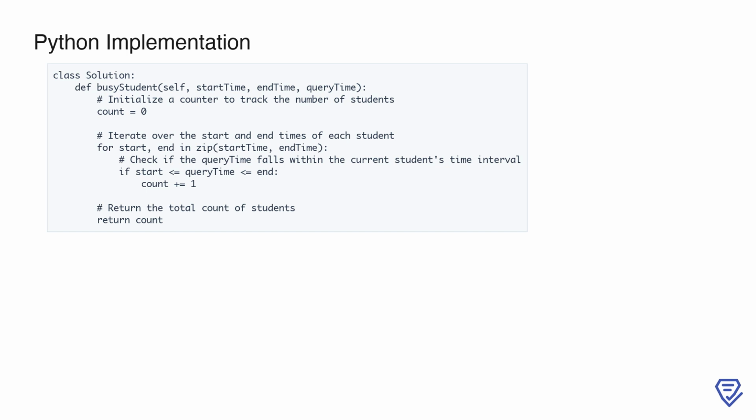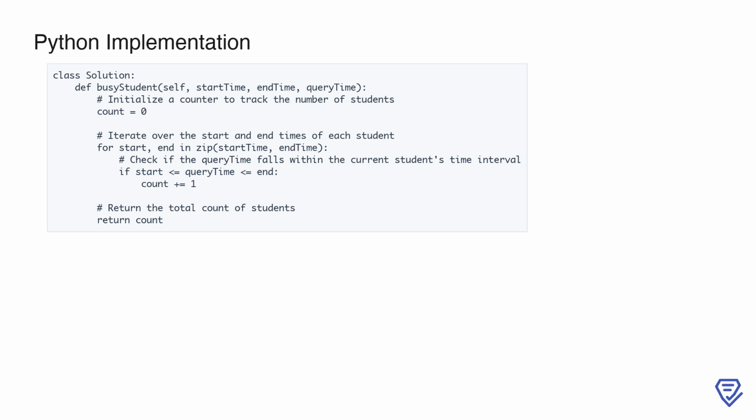Here is the step-by-step explanation of the code. 1. Initialization. The variable count is initialized to 0. This variable will keep track of the number of students whose homework session includes the query time. 2. Iterating through the time intervals. The function uses a for loop combined with Python's zip function to iterate over the startTime and endTime lists simultaneously. Each pair of start and end corresponds to the start and end times of a student's homework session.